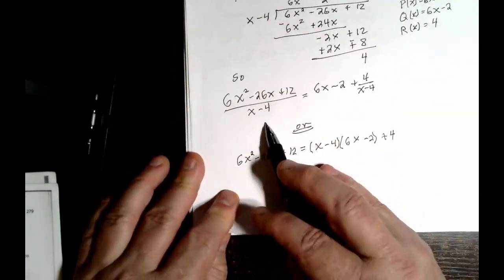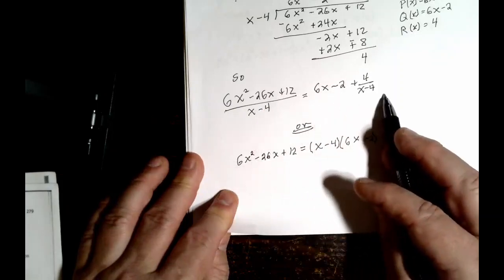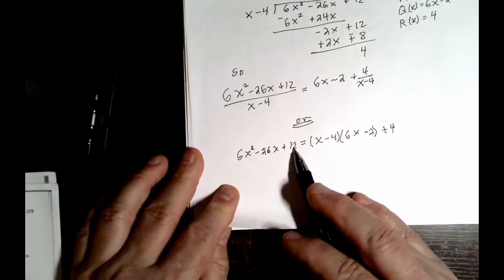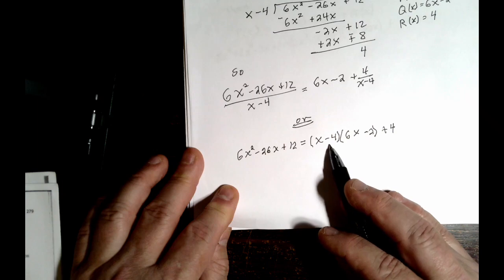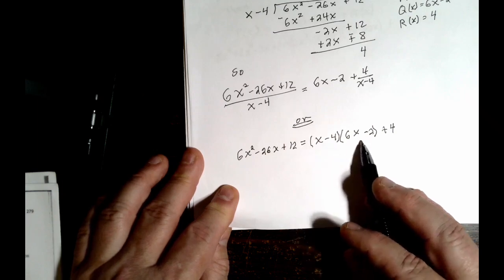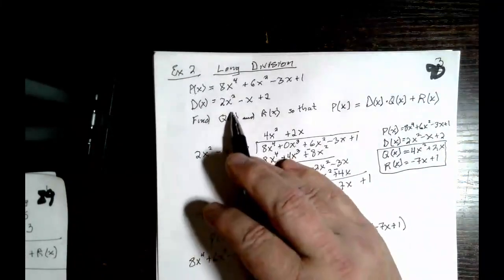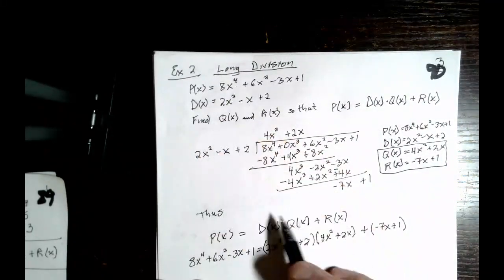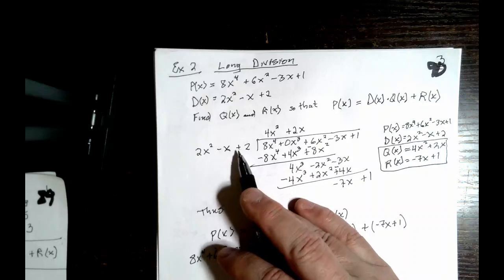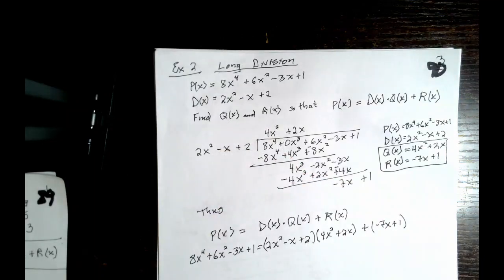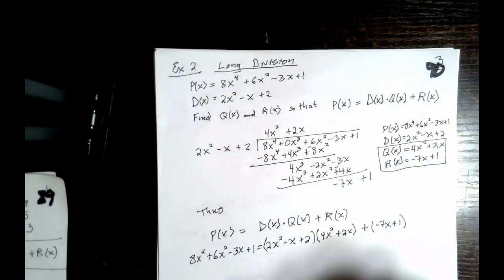So you can either write it this way, this guy divided by this guy equals that, or your dividend equals your divisor times your quotient plus remainder. Look at it either way. Here's another example of long division. We're dividing this guy into that. Okay? So they want you to find Q and R, and then write it this way.